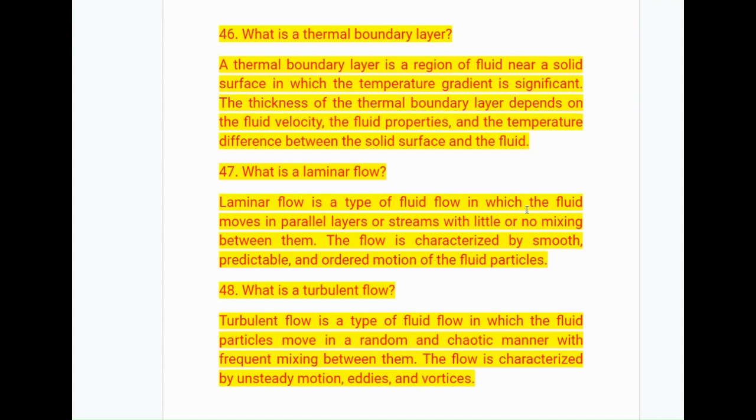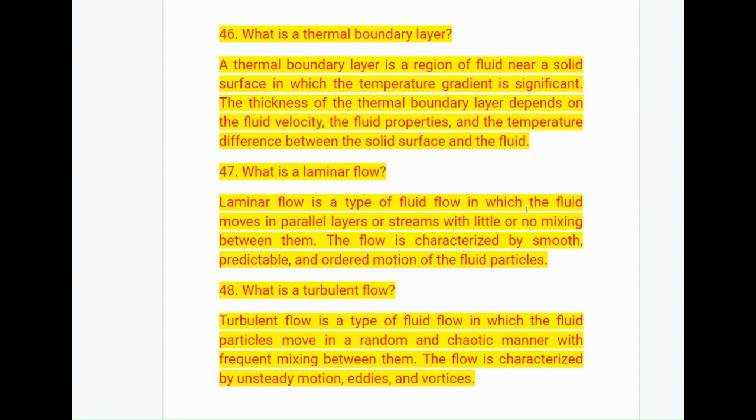47. What is a laminar flow? Laminar flow is a type of fluid flow in which the fluid moves in parallel layers or streams with little or no mixing between them. The flow is characterized by smooth, predictable, and ordered motion of the fluid particles.